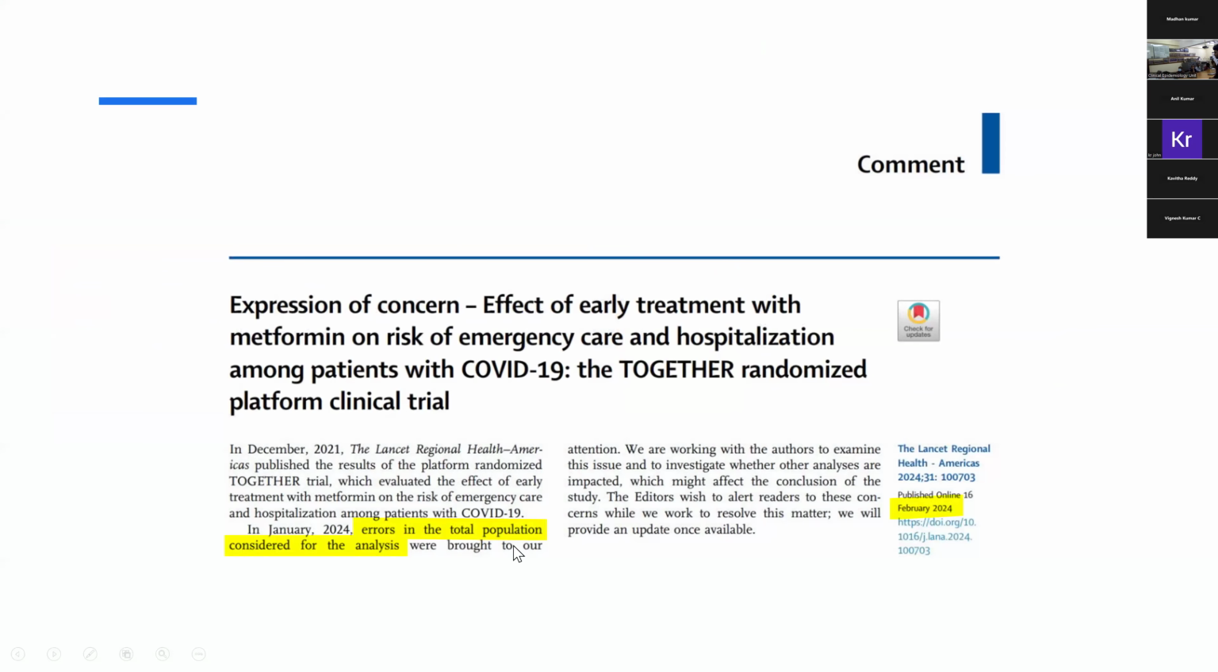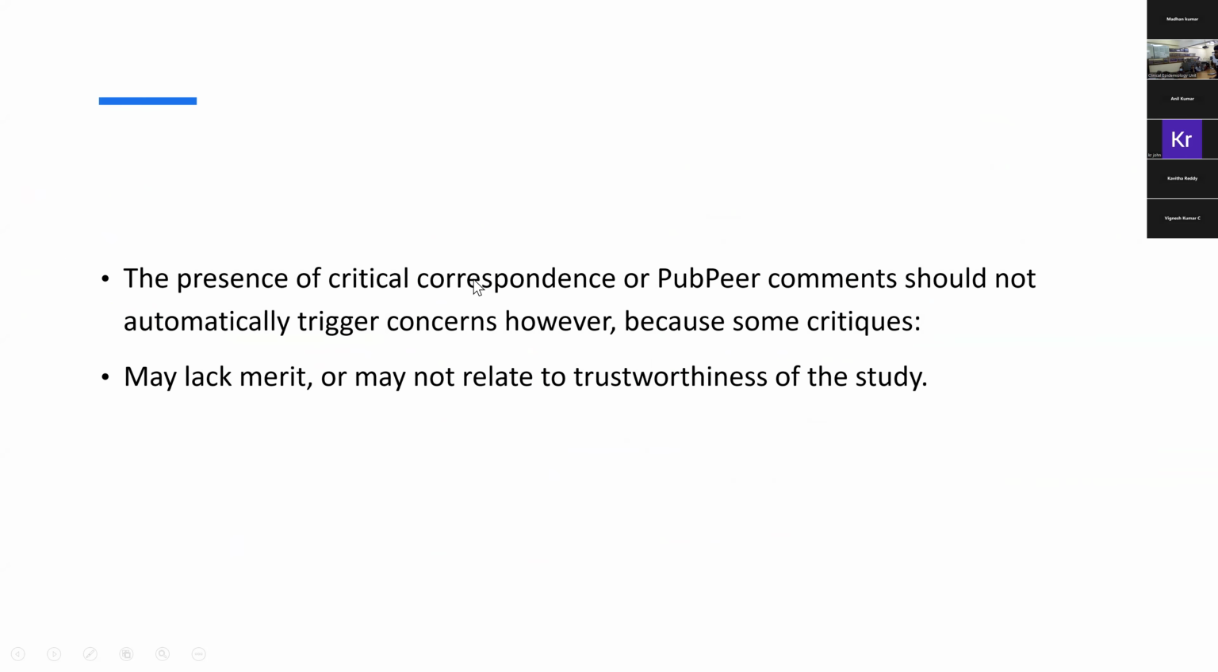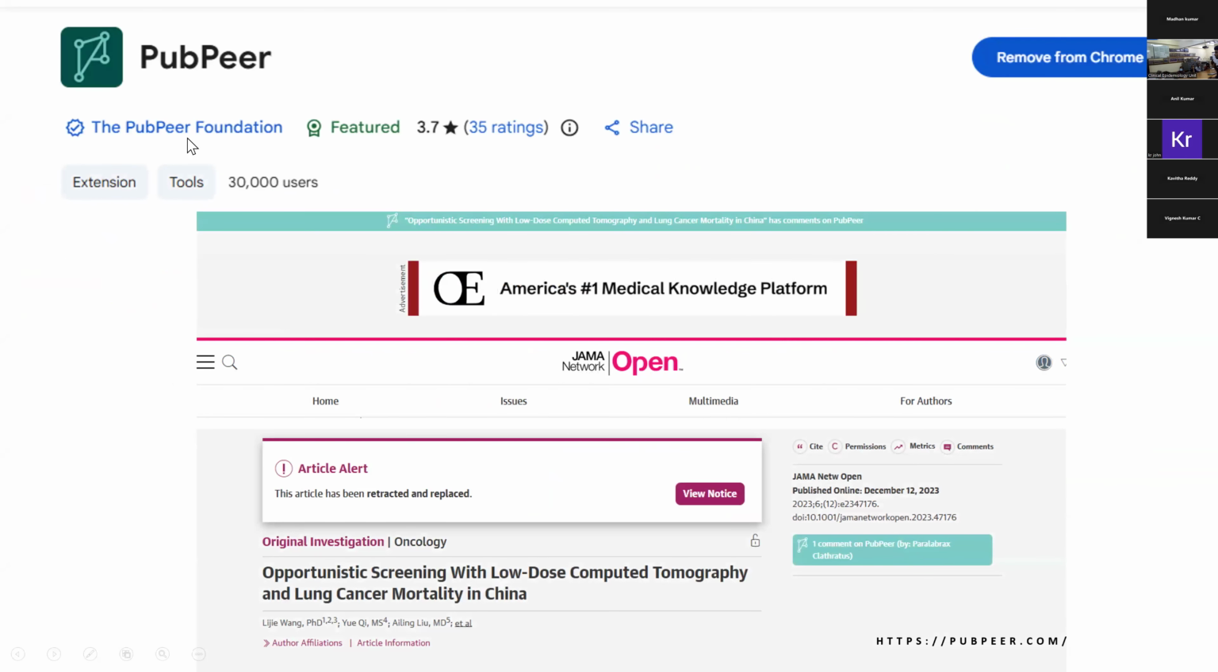So this is the expression of concern that was published in January 2024 for the Lancet study, because they detected errors in the total population that was considered for analysis in the study. This is one example of using the PubPeer tool. The PubPeer tool can be downloaded and added as a plugin to any of our browsers.